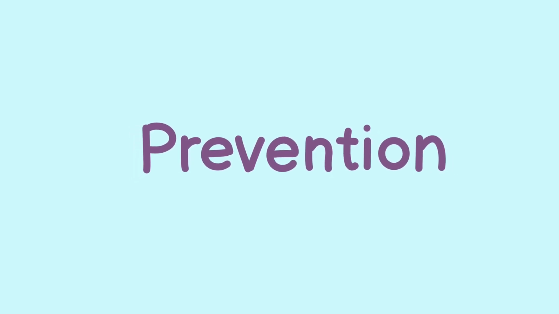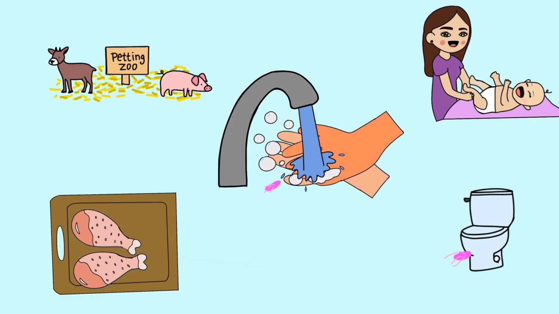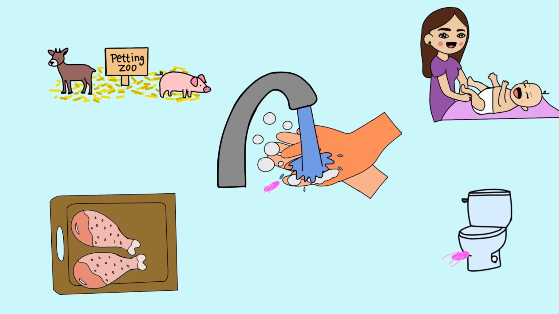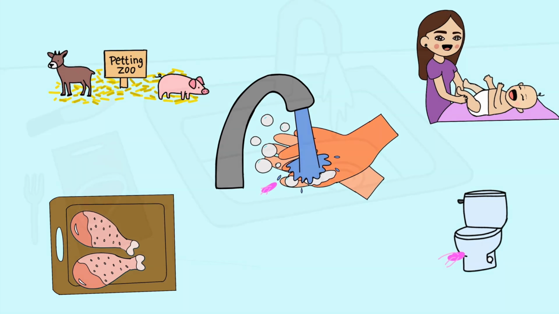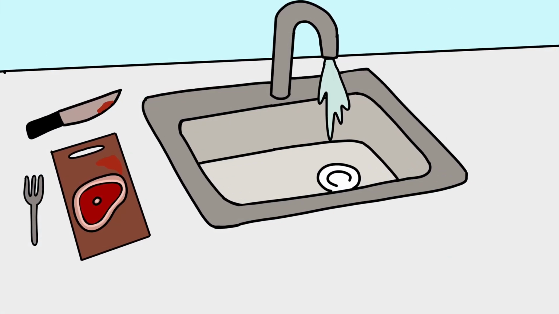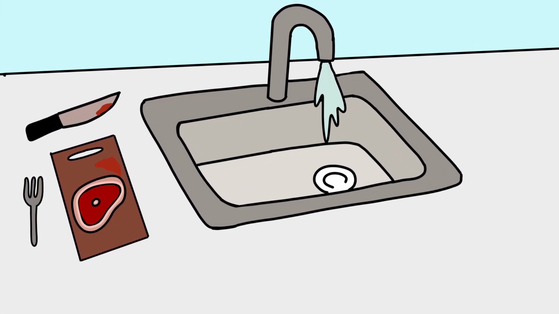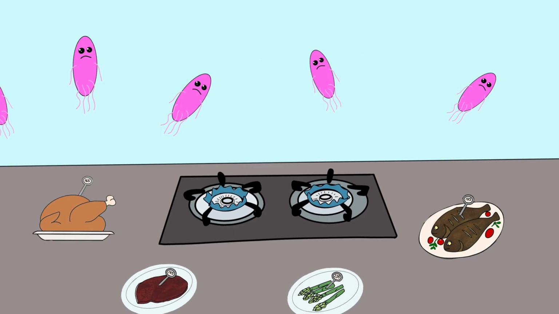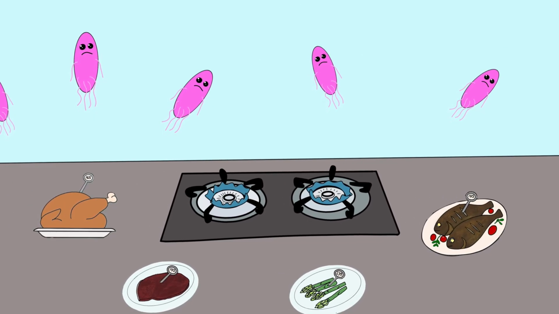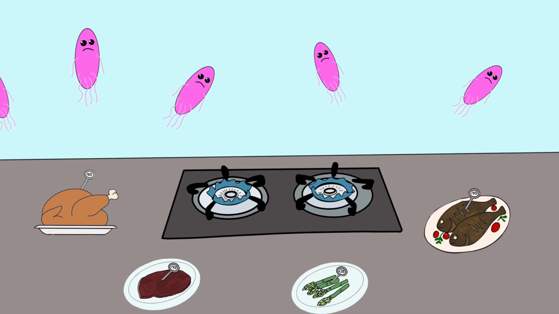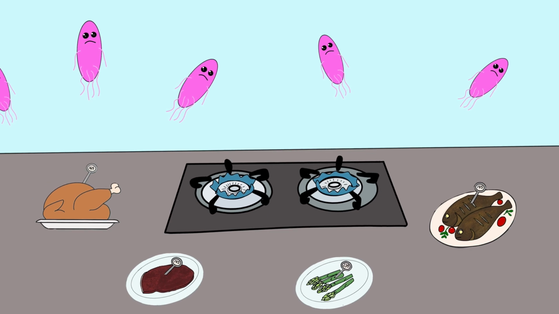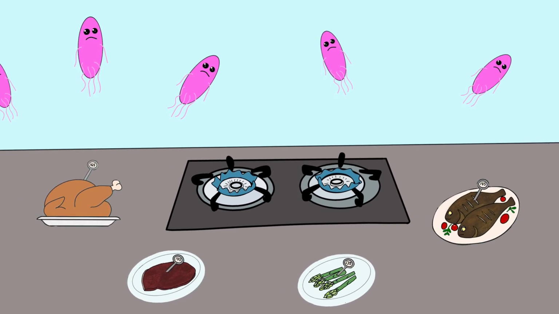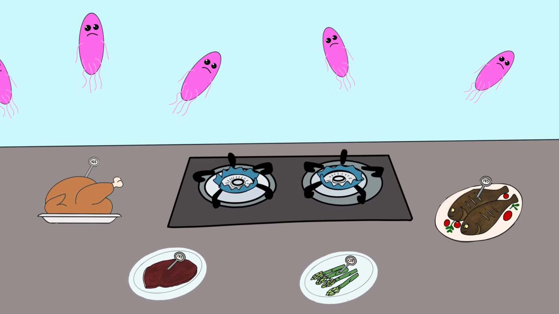Prevention. Ways to prevent any E. coli infection include washing your hands with soap and water after using the toilet, changing diapers, handling raw meat, and after any animal contact. Ensure to wash your utensils and cutting board with hot water and soap after raw meat has touched them, and properly cook foods such as poultry to 165 degrees Fahrenheit, small cuts of meat to 145 degrees Fahrenheit, vegetables to 135 degrees Fahrenheit, and seafood to 145 degrees Fahrenheit.